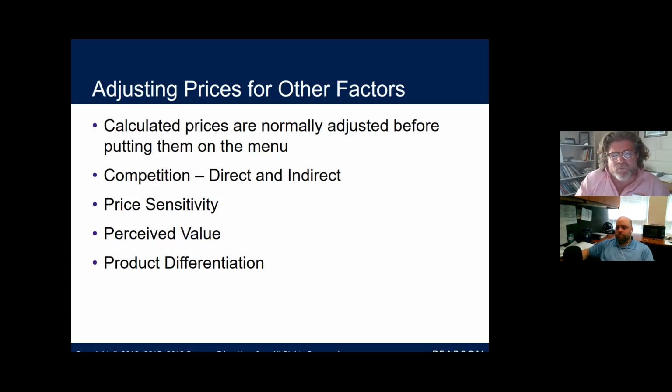Sometimes, maybe we're in a market where we have a lot of price sensitivity. Is there a lot of ability for people to compare with my competitors, or is there a situation where a small change in the price will have a huge impact on my customers? That could affect how we price things. Perceived value. Sometimes I price things so that it is perceived as a good deal.